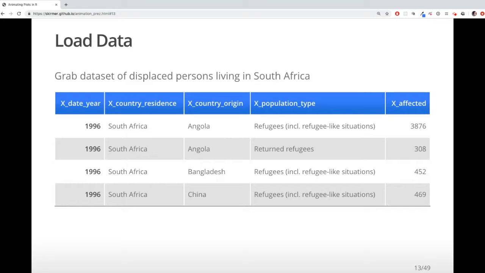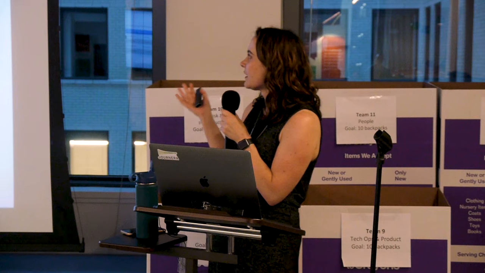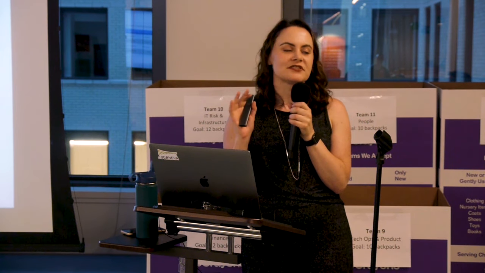A country of origin, there are many countries of origin, and population type. So we have refugees, we have returned refugees, we have displaced persons. There are a few other groups. And then we just have the number affected. I didn't have to summarize this data myself. You could very easily do this with a little bit of dplyr and group and summarize.